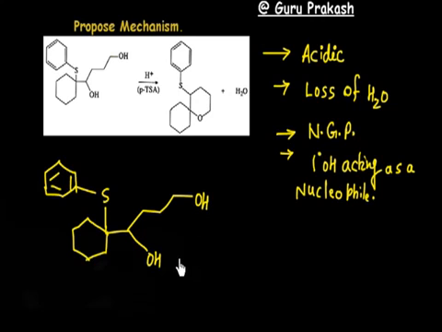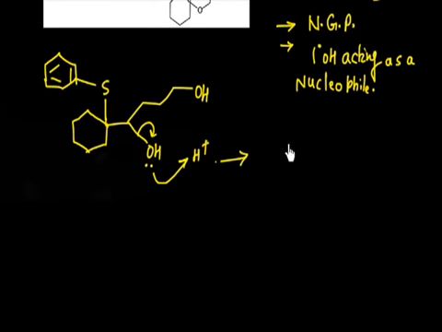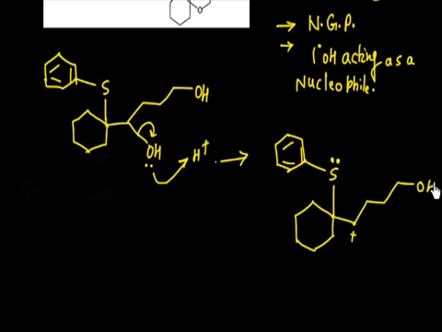Now what you can do is, first step, H plus attack, loss of H2O. So I have H plus, this H plus goes here, and in the same step I am losing H2O. So there is no need to make the same thing 2 times. If I lose H2O, what will I have? I have a benzene ring, and then I have a sulfur here. Sulfur contains a lone pair. And then this sulfur is connected to a 6 membered ring, cyclohexane, and now I have a carbocation here, and then I have this. So this is the final.